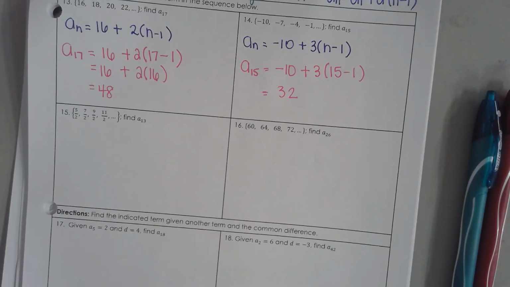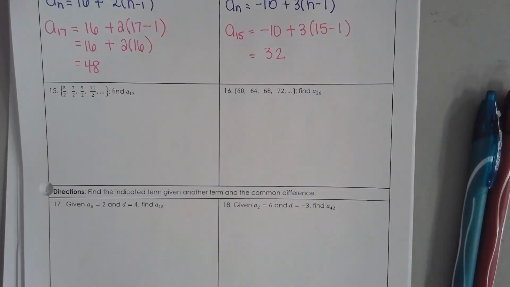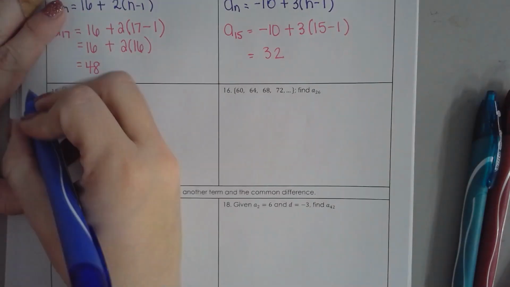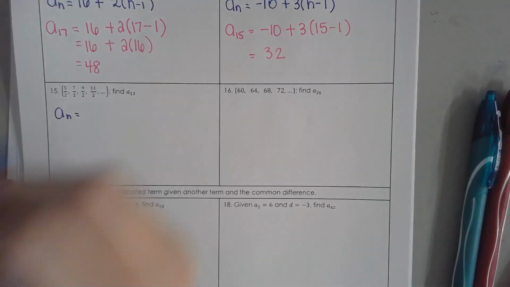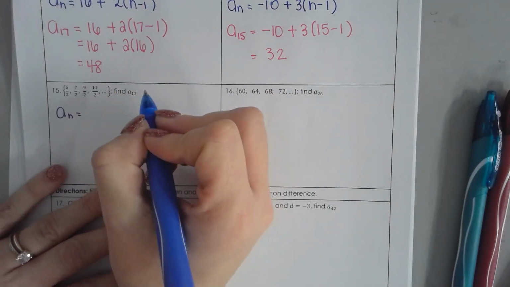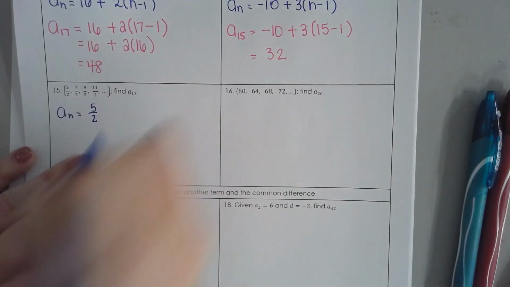Those are fractions. All right. Any questions so far? All right, 15. We're going to start with the formula. A(n) equals, what is A1? 5 over 2. Still a fraction.